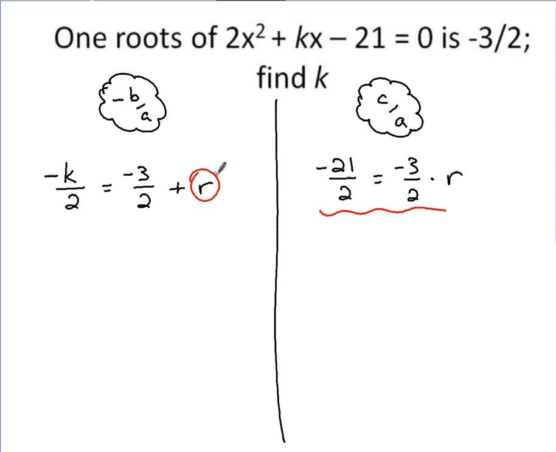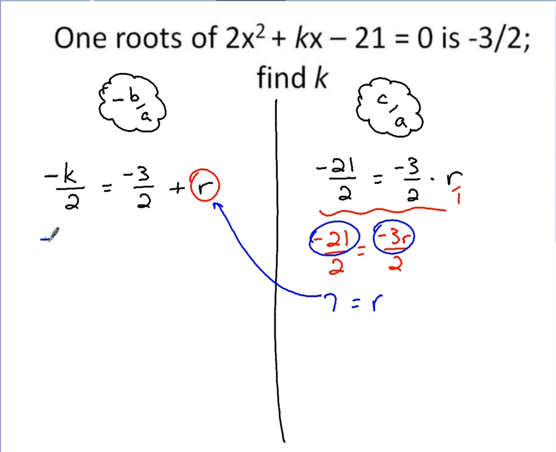So going through over here, I've got negative 21 over 2 equal to, if I multiply that R on, this is just over 1, so it'd be negative 3R over 2. You could cross multiply here or just use common sense. The top parts have to be equal. So if the top parts are equal, what's R going to be? R is going to be 7. So now we know R is 7. Take 7, plug it in over here.